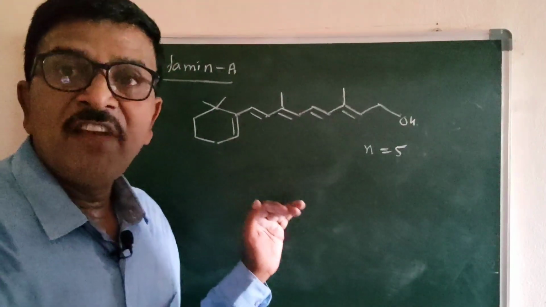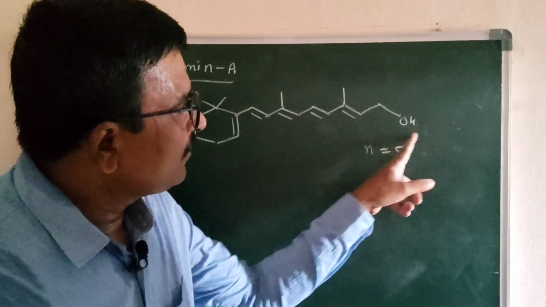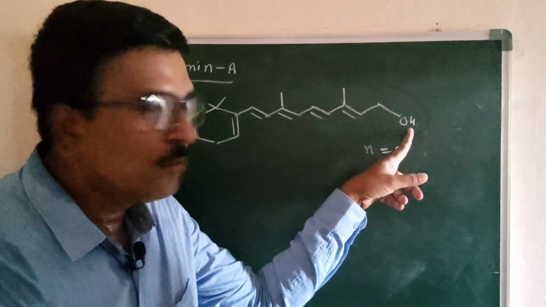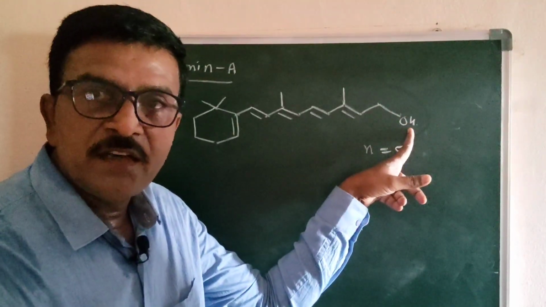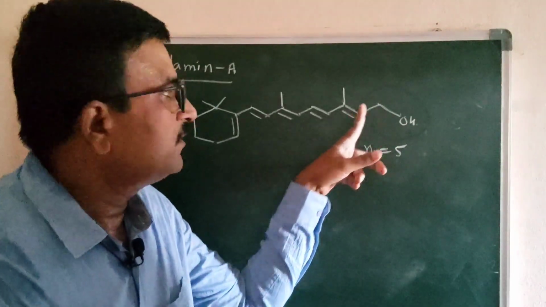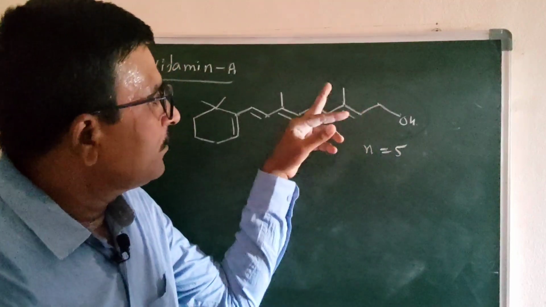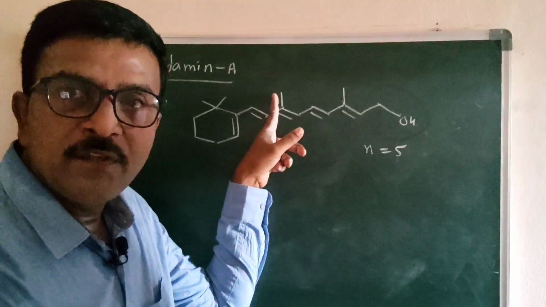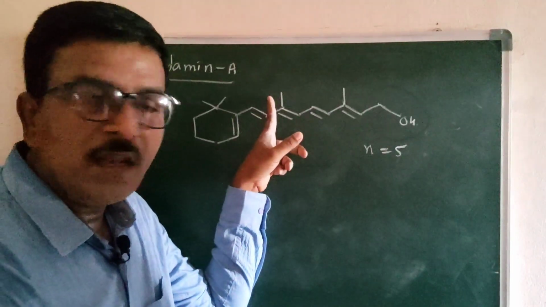Now, coming to the M value. One alkyl group is attached to the conjugated system. This CH2OH is to be considered as alkyl. The CH2 group is attached to the conjugated system. This is one, this is the second one. The methyl group attached is the third group, that is 3.